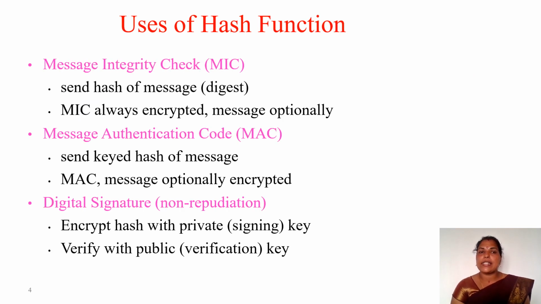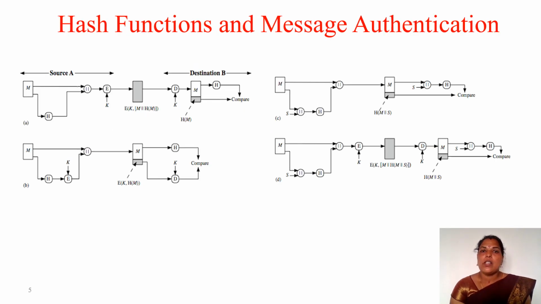Next, this hash function is applied in message integrity checks, that is, in message digest creation and so on. We send a hash of the message, that is the digest, and this is always encrypted, and the message is optionally used. Another use of hash function is the message authentication code. Another is the digital signature, in order to have non-repudiation. In the first unit we have seen what non-repudiation is. So, to create as well as to verify the digital signature, we can use this hash function. These are some examples of different ways of applying hash functions in order to provide message authentication.